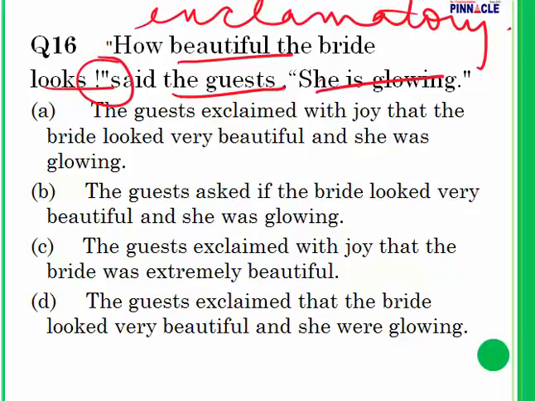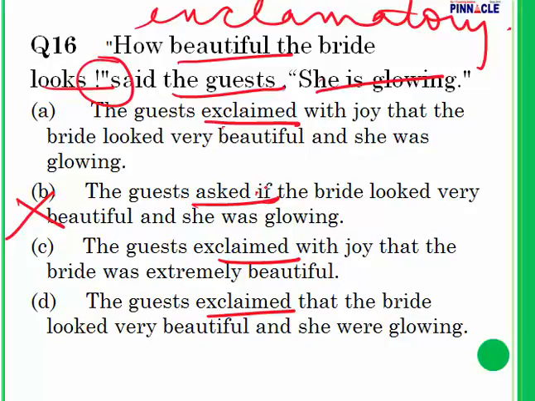So first let me see the reporting verbs. I have exclaimed here, very good. I have asked here, eliminated. I have exclaimed here, fine. I have exclaimed here, fine. Okay, so my answers could be A, C or D. B gets eliminated in the first round. Then here I say the guests asked, so my reporting verb is incorrect. That is the reason it has been eliminated.